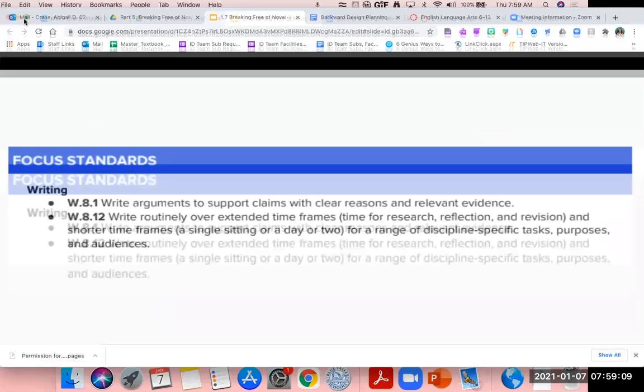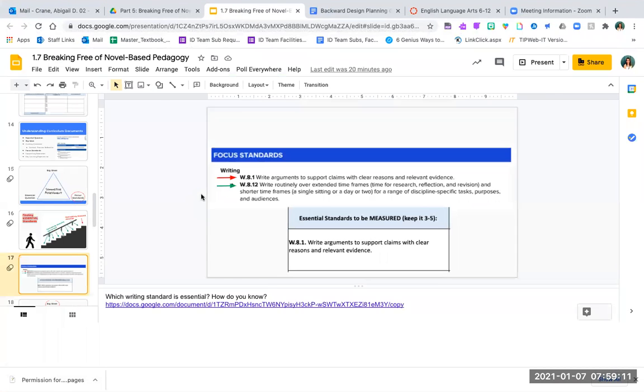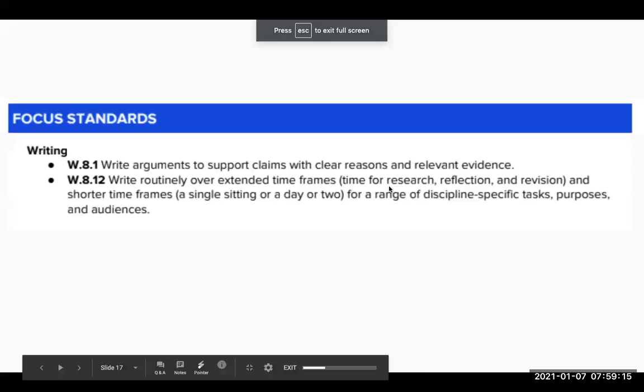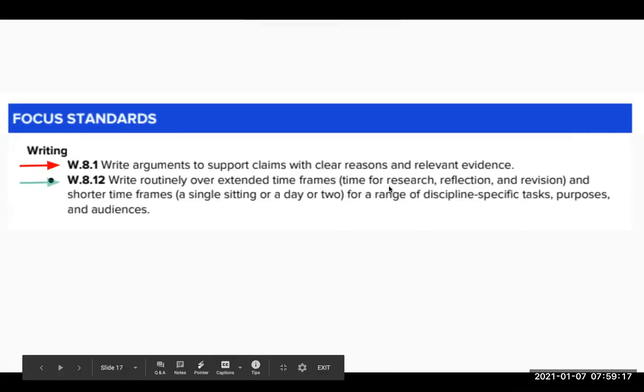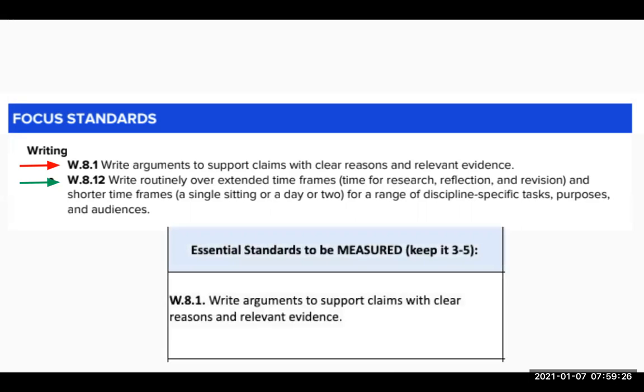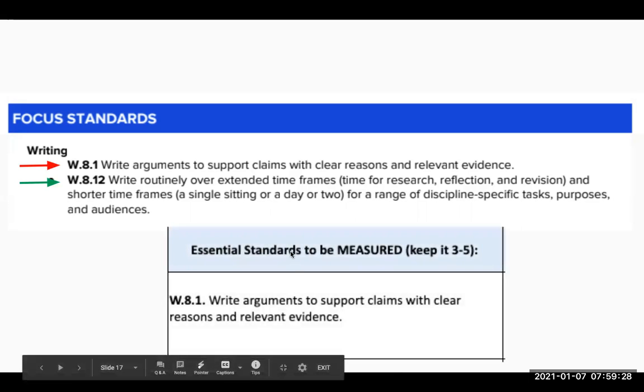So we've determined at this point that writing arguments is our essential standard, while writing over periods of time is more of our unessential. But formatively, we're still doing it and we're still teaching it and students are still practicing that skill, but it's not what they're going to be assessed on at the end of the unit. So in my graphic organizer, in that essential standards column, that's what I would put there.